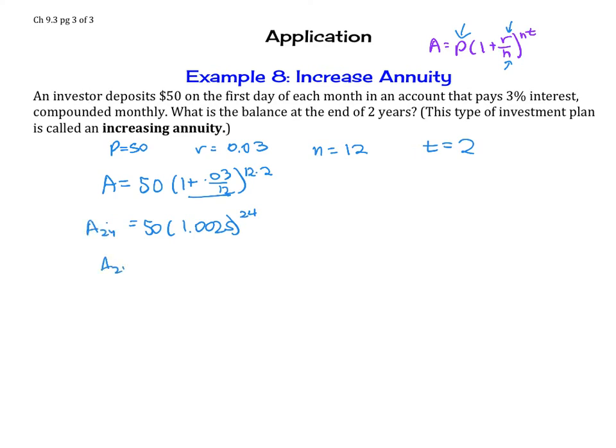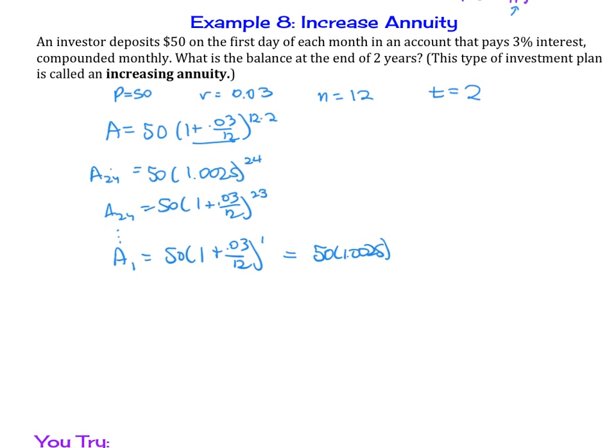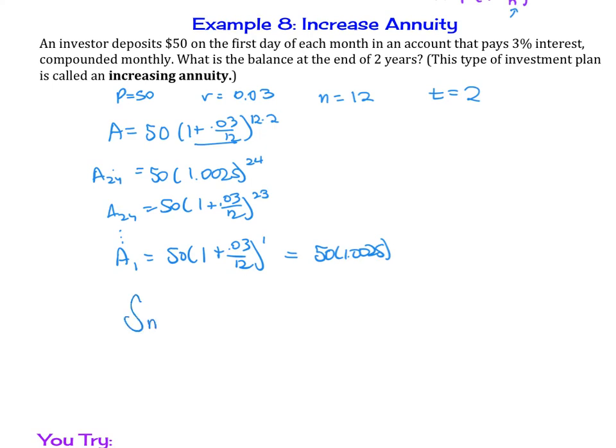And then if we did A sub 23, it's going to be 50 times the same thing, 1 plus 0.03 over 12 raised to the 23rd power. And then if we go all the way down to that first one, that's going to be 50 times 1 plus 0.03 over 12 raised to the first power, which is just 50 times 1.0025. And so we need that because we're going to write the sum of this series, A sub 1, times 1 minus R to the n over 1 minus R.